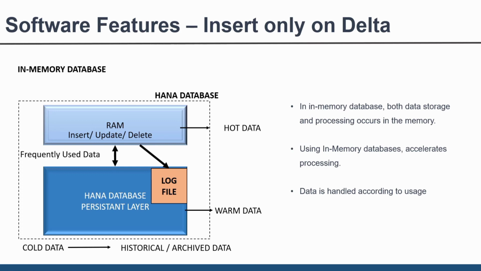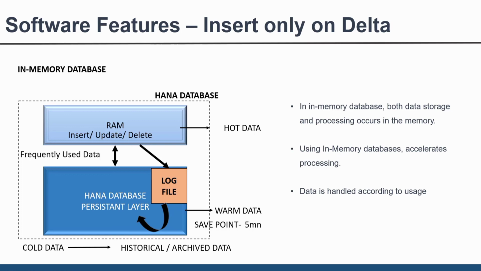So you are recording the changes in a log file, and after a definite frequency or a definite interval, the persistent layer will read the log file and do the changes in the actual database. This frequency or interval is called a save point, and by default the setting for the save point is 5 minutes.